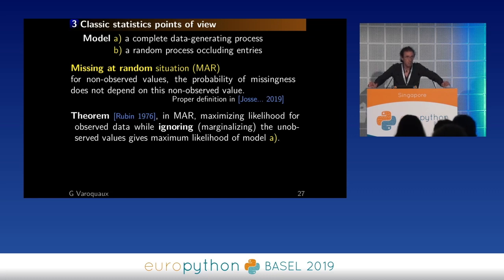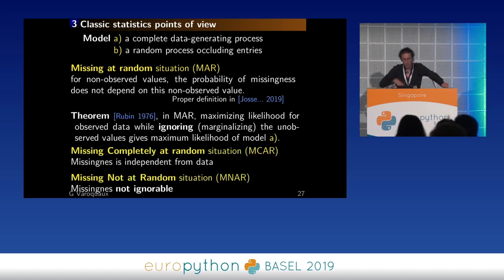Okay? So it means that if you are doing classic statistics, modeling your data with likelihood models that you believe, and you believe you have an occluding process, you can still solve the problem when you're in a missing at random situation. Missing completely at random is a special case of this situation where the missingness is independent from the data, and it's easier to understand. And the theorem still applies. Now, conversely, if you're in a missing not at random situation, then missingness is not ignorable. If you try to maximize the likelihood while ignoring the missing data, you will have problems.